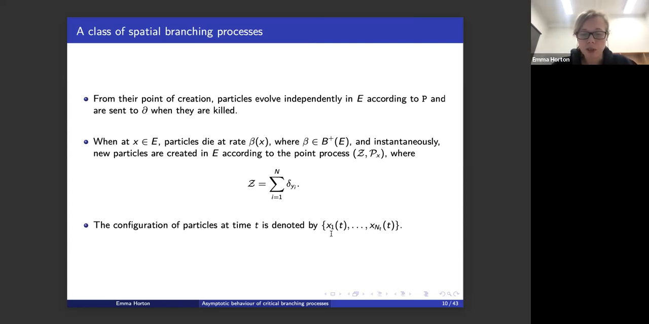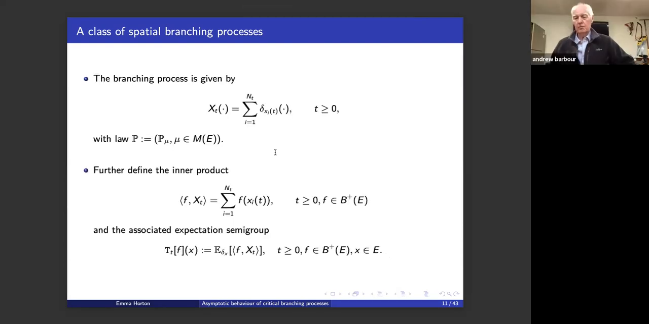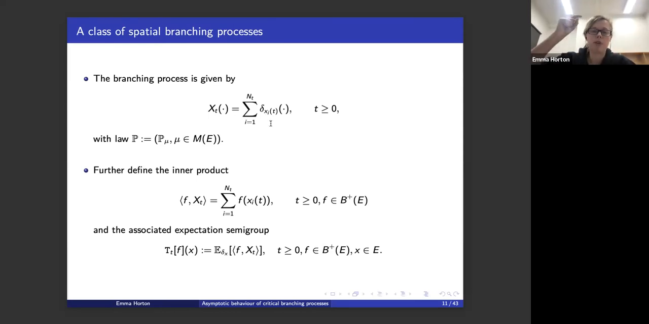And then the configuration of particles at time t is going to be denoted by x1 of t up to x_{nt} of t, where nt is the number of particles alive at time t. So then the branching process is defined to be this collection of atomic measures, Xt. This is where we put a delta mass at each of the xi's and add them all up. And we'll denote its law by P mu, where mu is the initial distribution.